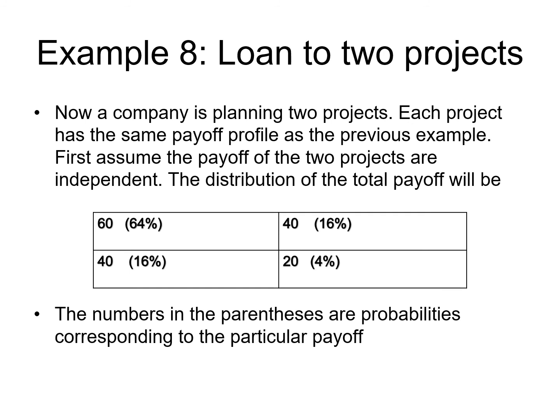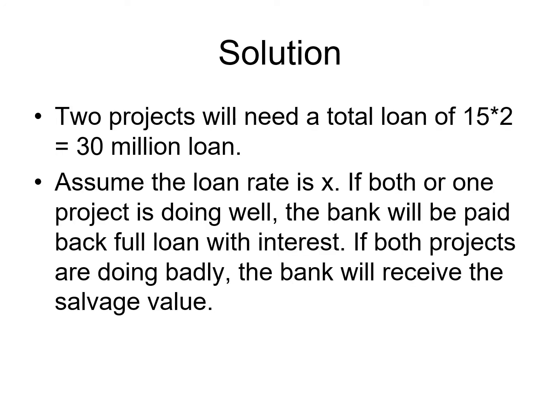And the other chances are one project receives 30 million, the other project receives 10 million. So the total is 40 million. And the probability for one is 80% times 20%, which is 16%. The other is 20% times 80%, which is also 16%. So here, the numbers in the parentheses are probabilities corresponding to the particular payoff. Solution.